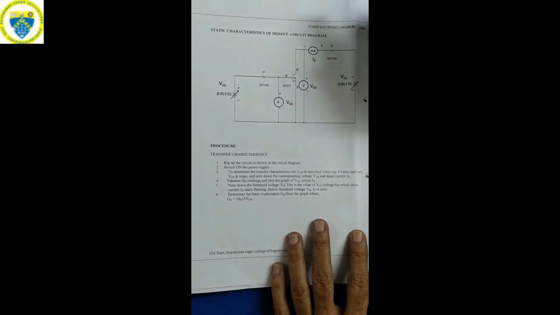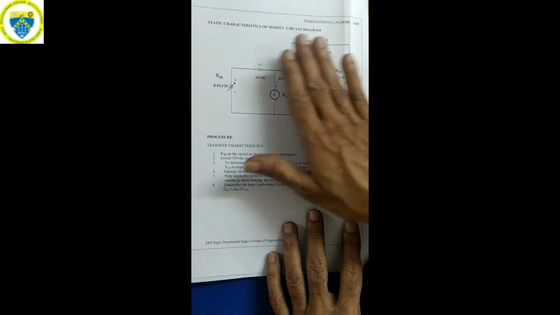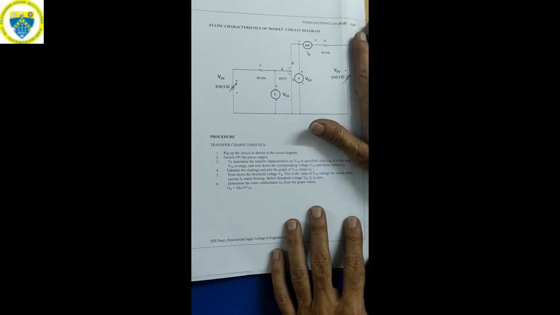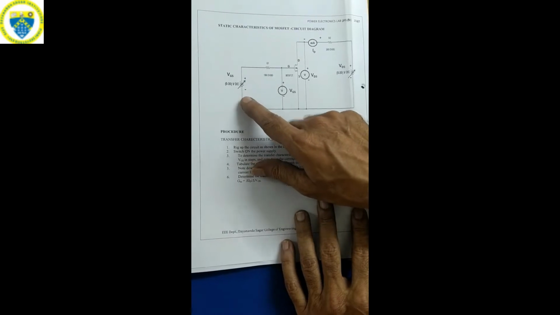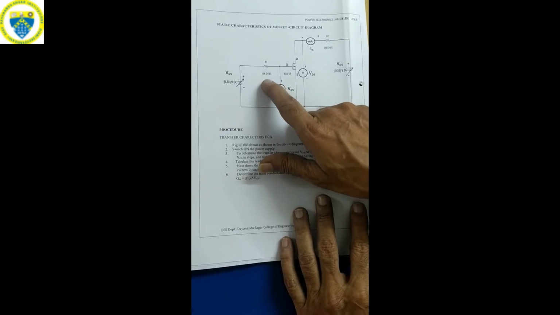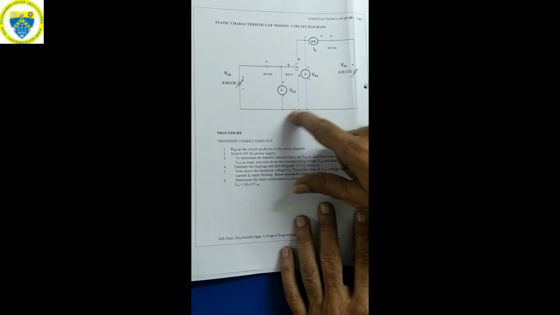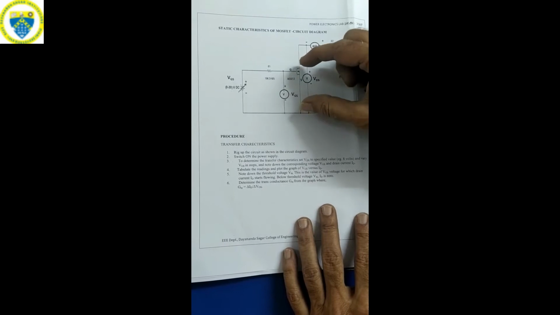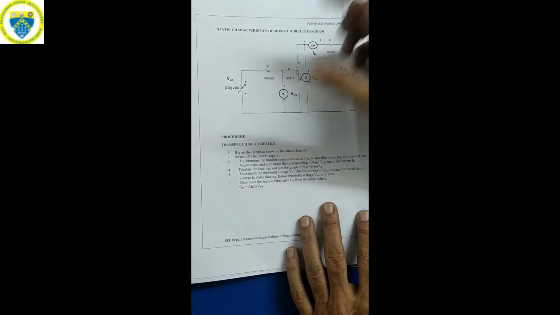To do the static characteristics of MOSFET experiment, it consists of two parts. One is the gate side circuit, another one is the drain source side. In the gate circuit, we will have a power supply, a high resistance, say of the order of 10 kilo ohms. Then the gate is connected, then the source back to the battery negative. To measure the gate source voltage, we have the voltmeter connected.